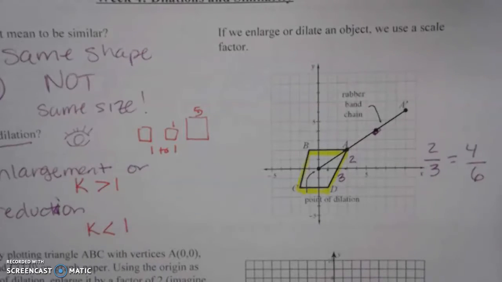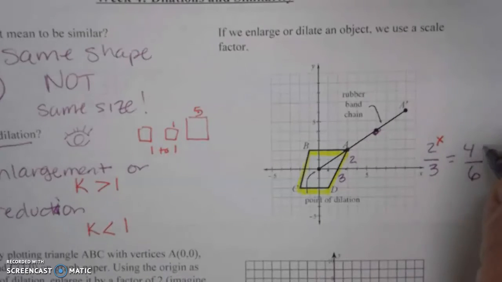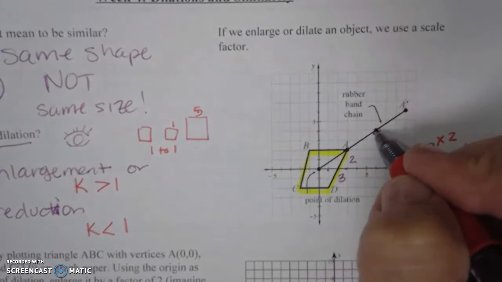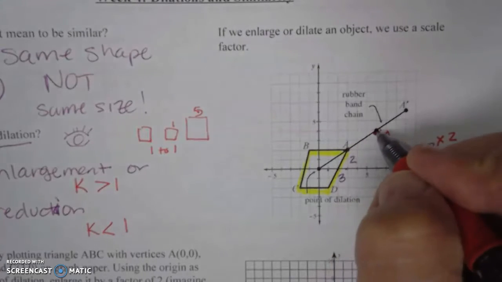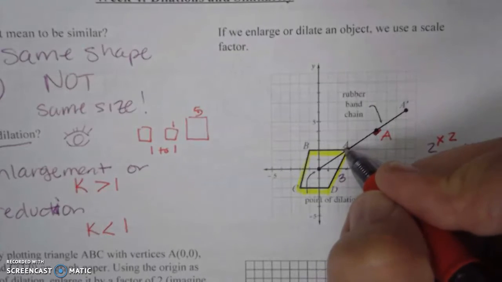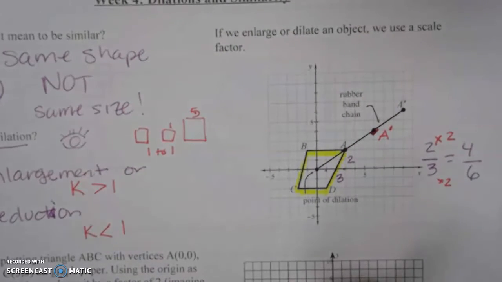But what's my scale factor? What did I have to multiply 2/3 by to get to 4/6? By 2. I multiplied both the top and the bottom by 2. So this is going to be my new point A. I stretched A this way, twice as large. If this is my original, it's just A, but then my new image is A prime.